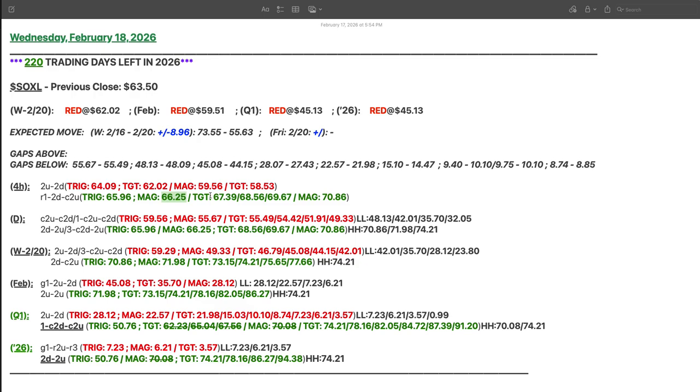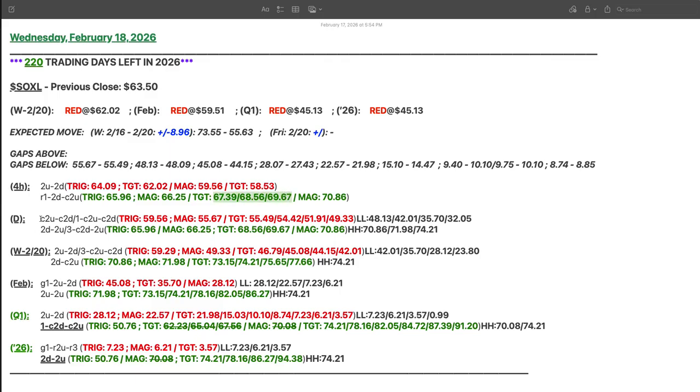And what that would do is kick off that kind of sloppy 3 2 down 2 up I was talking about. I didn't put it on there because it was so sloppy, but I did put the magnitude there. So on the way to it, we've got these extended targets here on the 4-hour time chart.